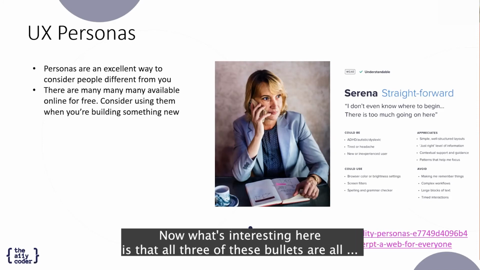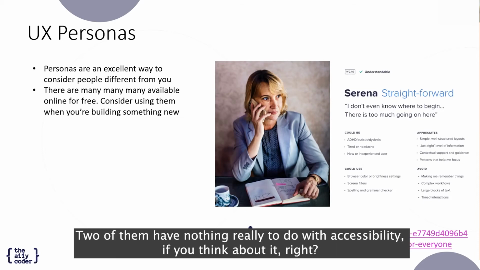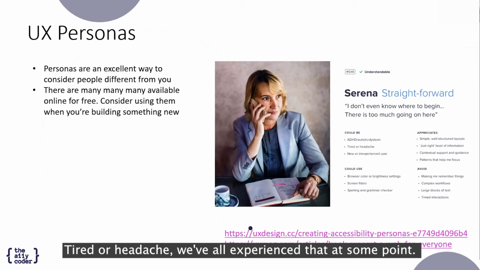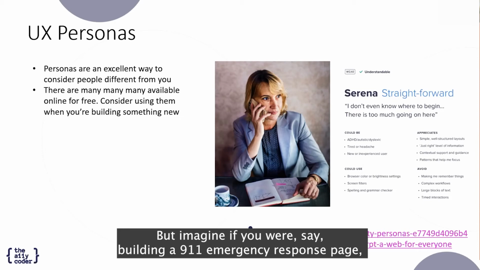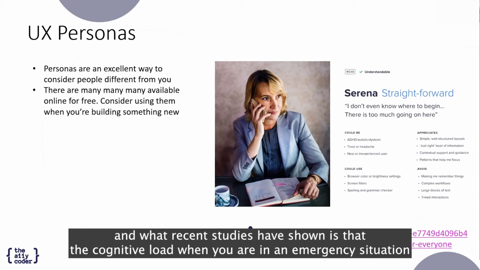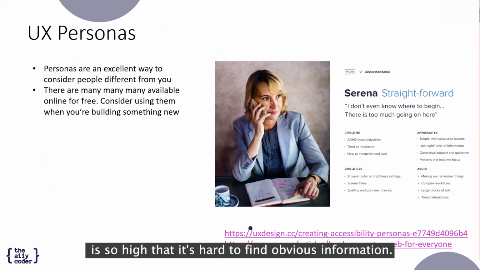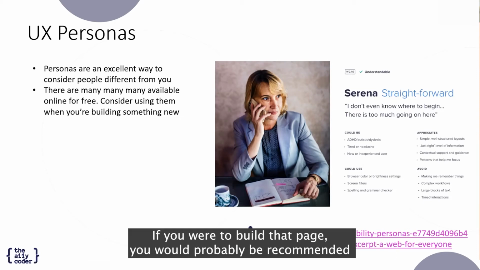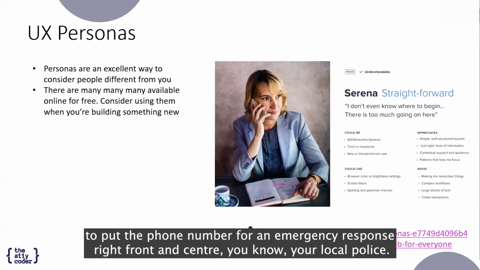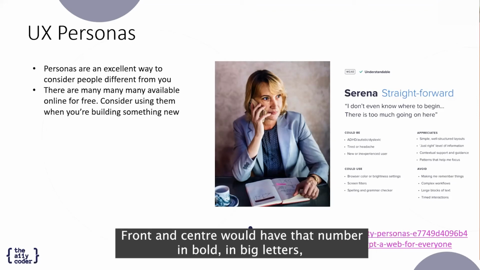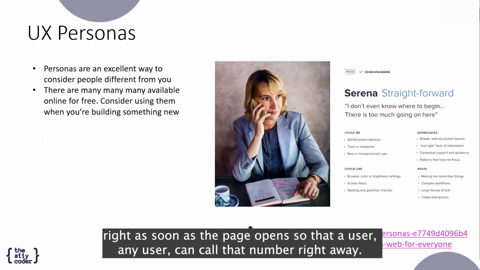Now, what's interesting here is that two of these bullets have nothing really to do with accessibility, if you think about it, right? Tired or headache, we've all experienced that at some point. But imagine if you were building a 911 emergency response page. Recent studies have shown that the cognitive load when you are in an emergency situation is so high that it's hard to find obvious information. If you were to build that page, you would probably be recommended to put the phone number for emergency response right front and center, in bold, in big letters, right as soon as the page opens, so that any user can call that number right away.